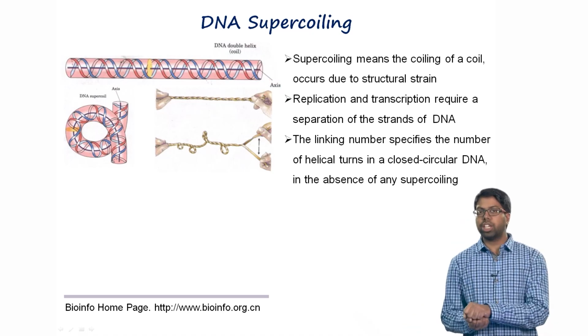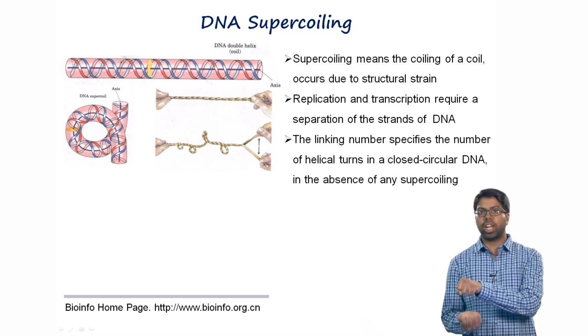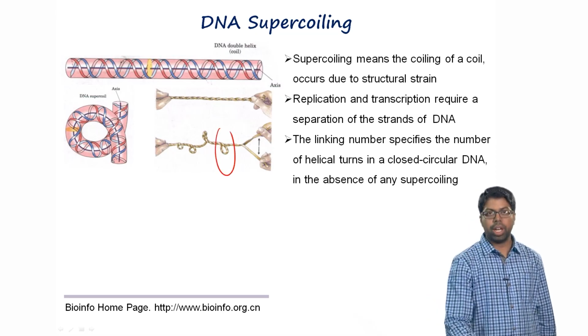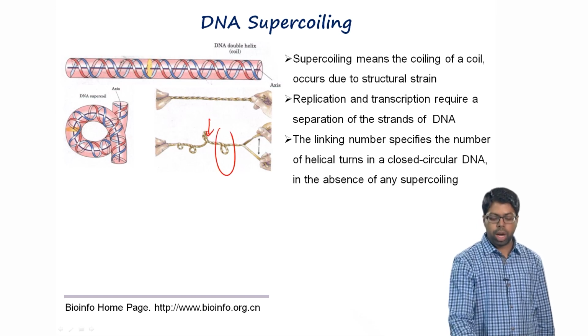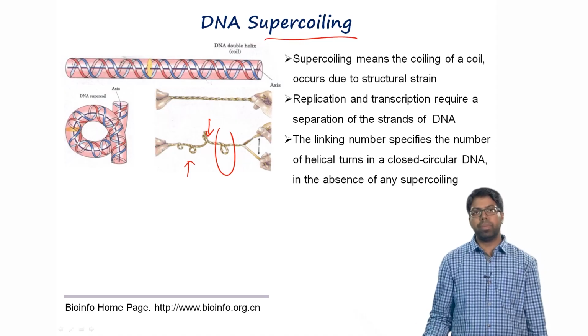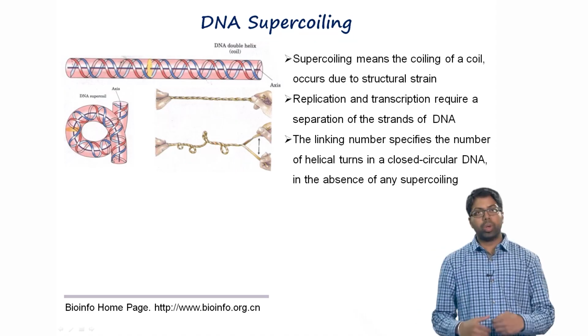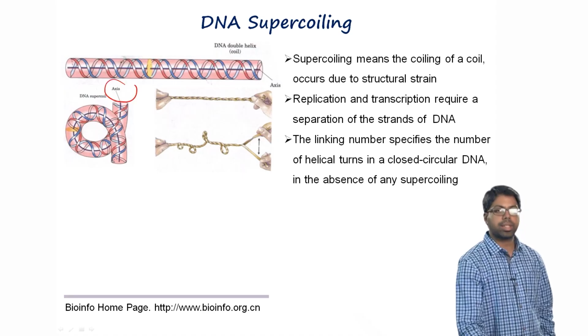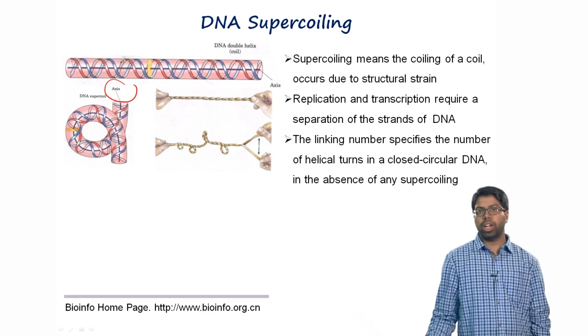But in case of replication and transcription process, these two strands must be separated, and during that process it can induce strain in the DNA which can lead to overtwisting or underwinding, and this is called supercoiling, which literally means the coiling of a coil. Now you can think of this supercoiling in this way. Let's say if we are going to bend this axis or twist this axis, this will lead to supercoiling.